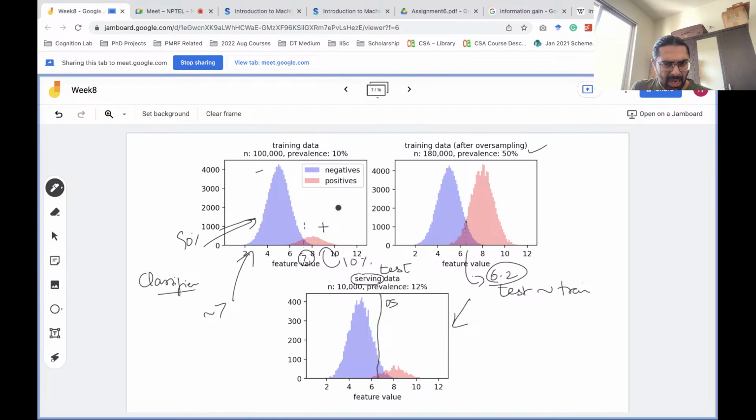So the threshold when you use the oversampled data would be around 6.2, and the threshold when using the actual training data would be around 7, which is something here. This is the actual threshold. So if you check the cross entropy loss that you would get by using this threshold versus this threshold, which loss will be higher? Any ideas?